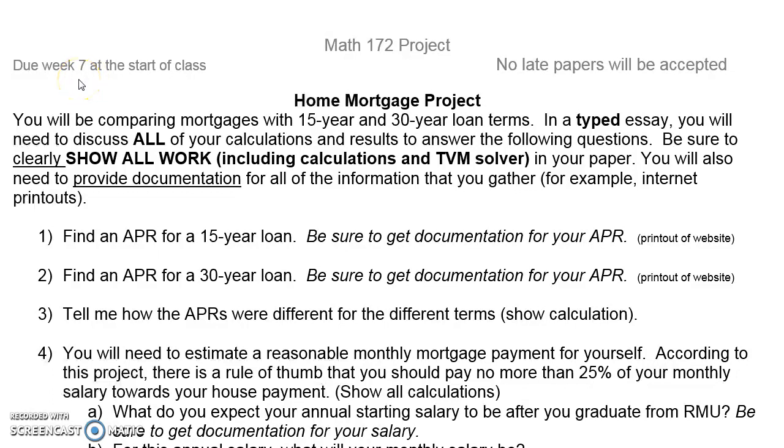So you are going to be comparing 15 and 30-year loan terms. And in this typed essay, you have to include all of your work, including 4 pieces of documentation. So I'd like to start off with your APRs as requested in numbers 1 and 2.